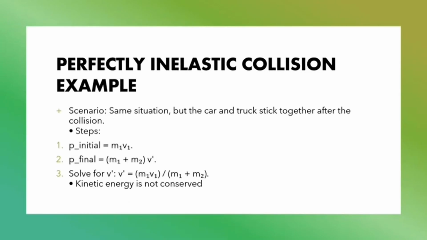Now for the perfectly inelastic collision example. In a perfectly inelastic collision, the two objects stick together and move as a single mass. Using our car-truck scenario, if they stick together after impact, their final velocity is given by v equals m1 v1 divided by m1 plus m2. Since they move together, there's only one final velocity. Again, momentum is conserved, but kinetic energy is partly converted into other forms.